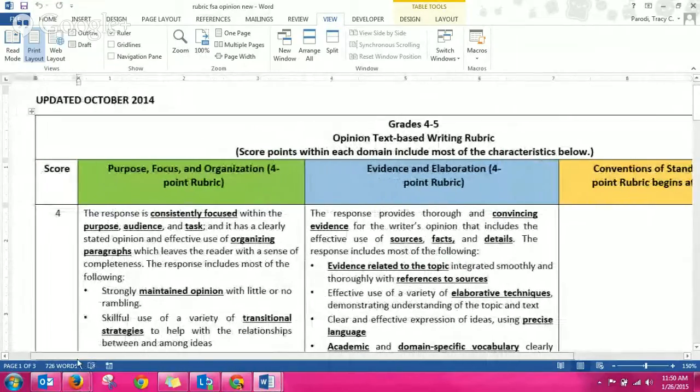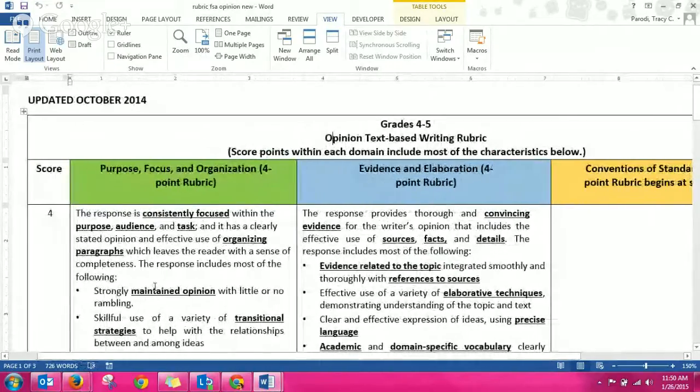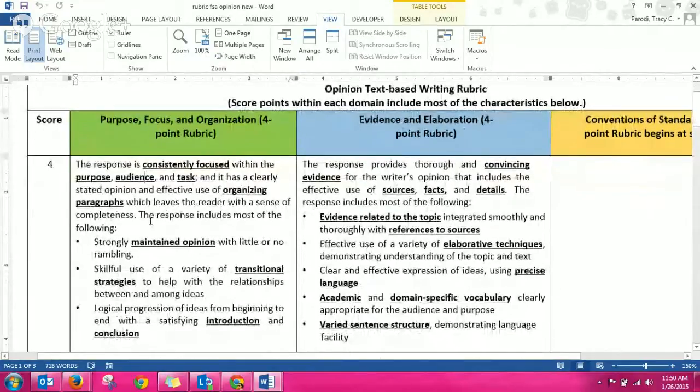Hello. I wanted to just make a quick video going over simply one section of the grades 4 and 5 opinion text-based writing rubric for the FSA. This is an edited version of the real rubric. I took out words that would probably get in the way of understanding what they're asking you to do, and I just replaced them with words that are a little bit easier.